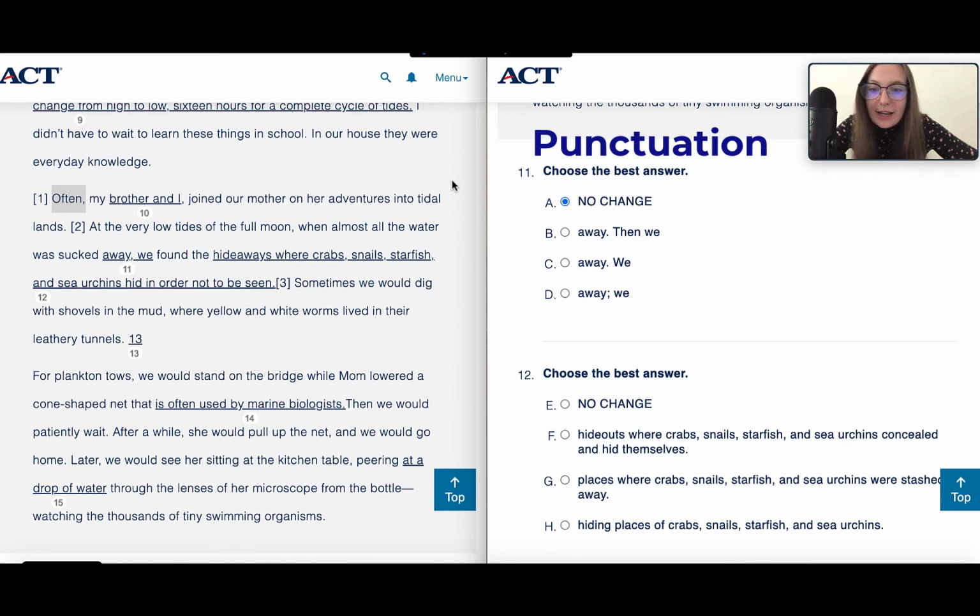But the reason why it is choice A, let me pull out the pen, is because whenever we have double commas in a sentence, that's basically telling the reader that we can cross out the information inside and read around it. And watch how that would make sense. At the very low tides of the full moon, we found the hideaways where crabs, snails, starfish, and sea urchins hid. That makes perfect sense. So we should, in fact, because we start this phrase with a comma, end it with a comma as well.